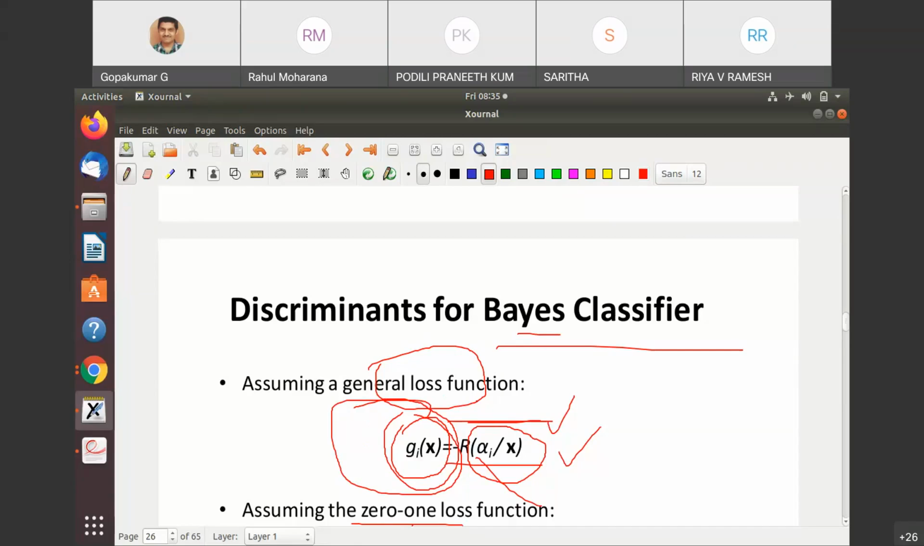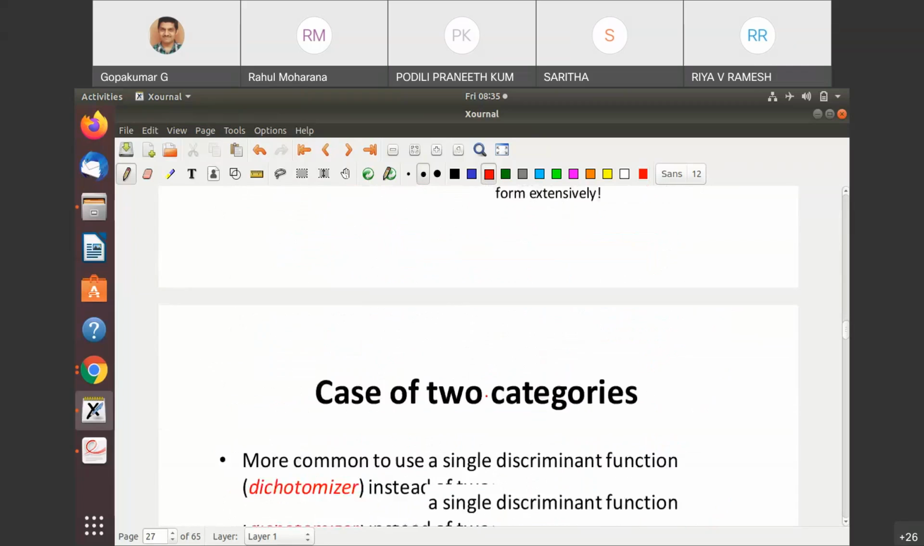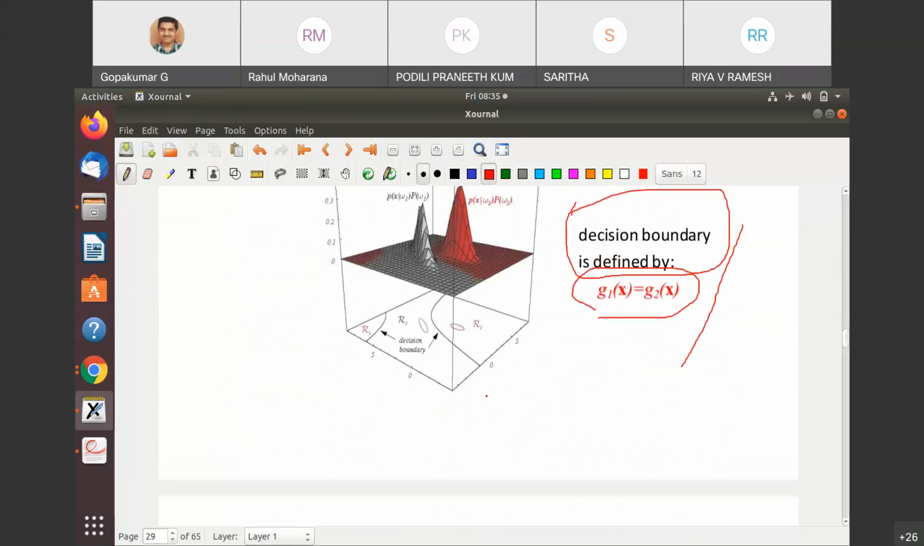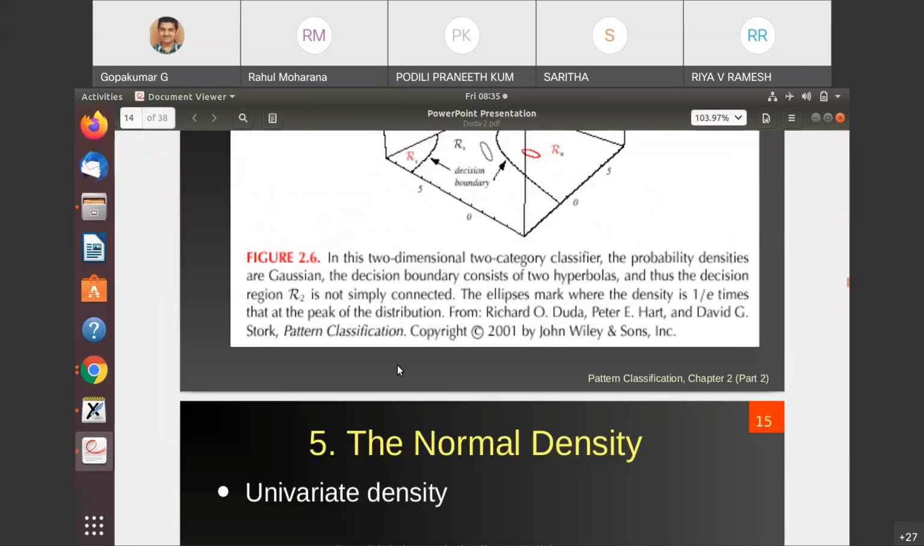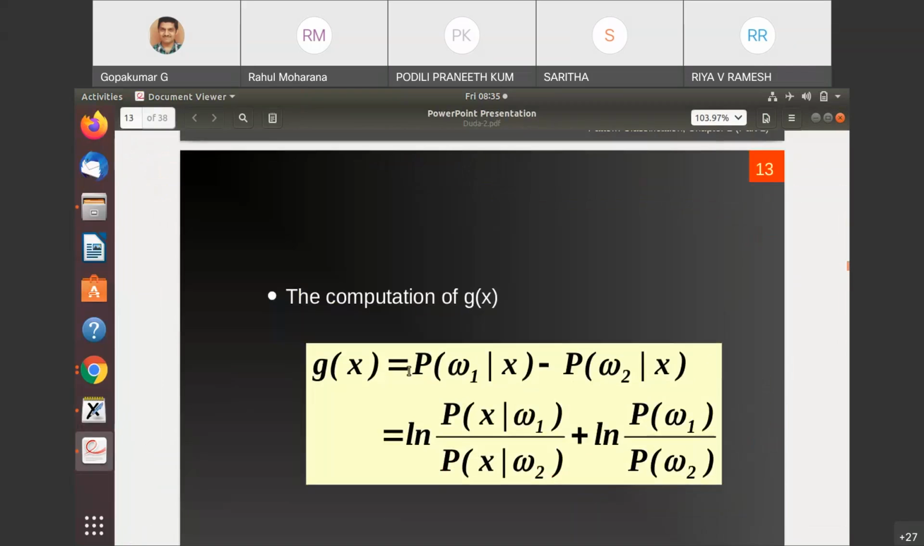So that is the case. And with that we are coming to the end of another section. The discriminant functions and corresponding things are going to be coming, and we'll be discussing them later also.